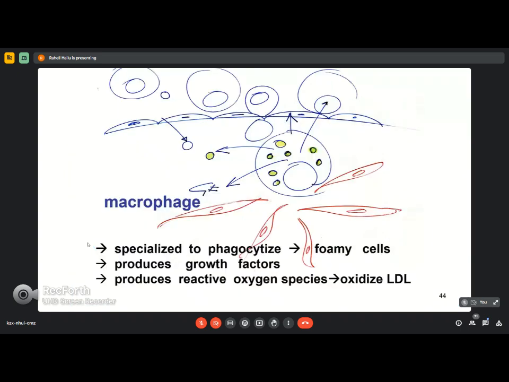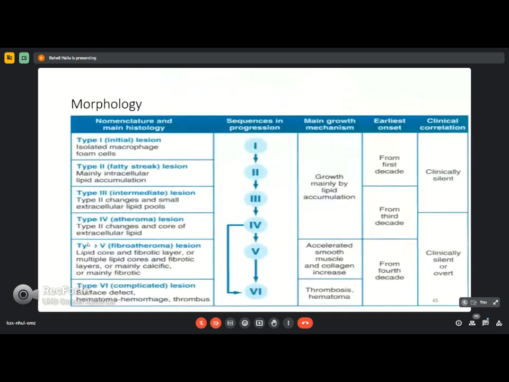So first you have the lipids. Macrophages, and the macrophages have basically engulfed the lipoproteins. Lipoproteins become oxidized, and this oxidization promotes more endothelial dysfunction and more endothelial cytokine release that propagates the recruitment of the macrophages and also recruitment of smooth muscle cells from the media and from the circulating precursor cells.